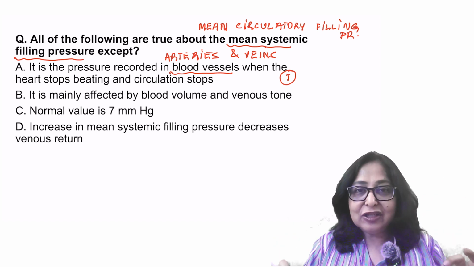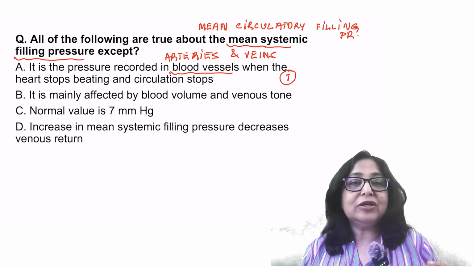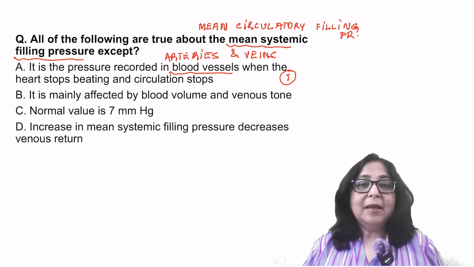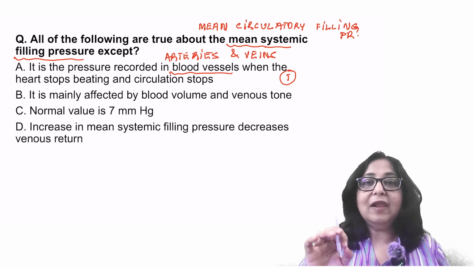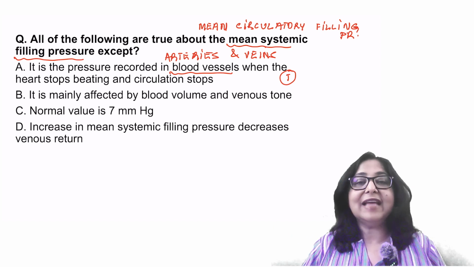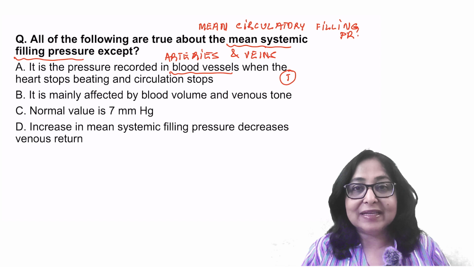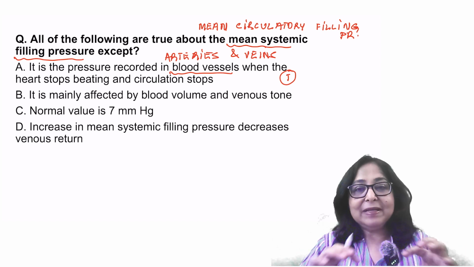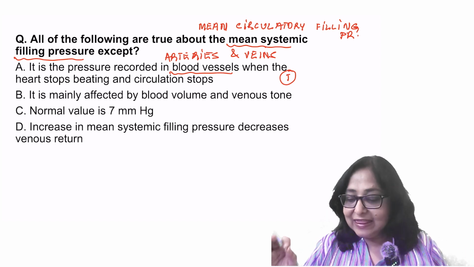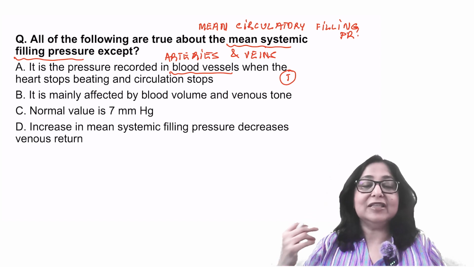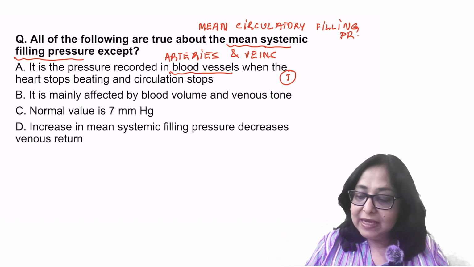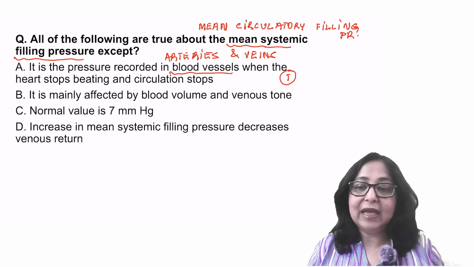So when the heart stops beating and circulation stops, the pressure in all vessels, that is arteries and veins, will equilibrate. What is equilibrate? That means it will come to one value. And that equilibrated pressure is known as the mean systemic filling pressure.